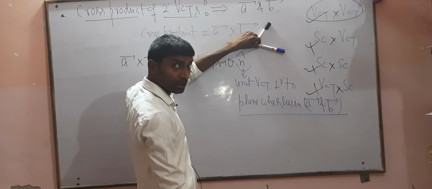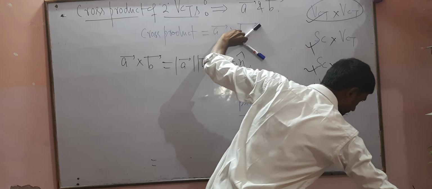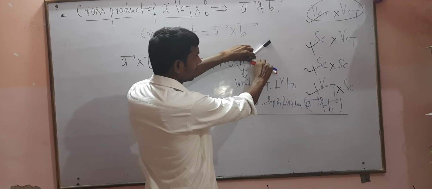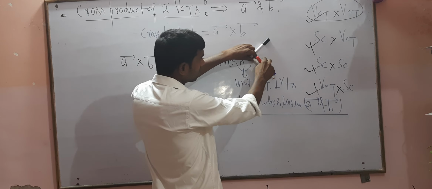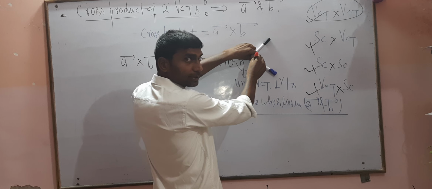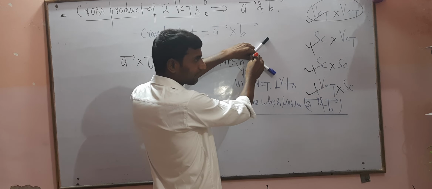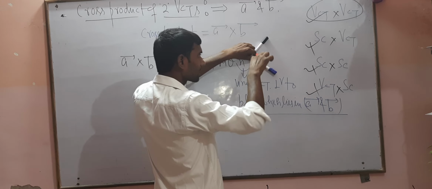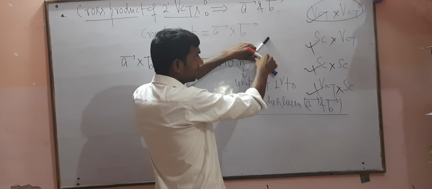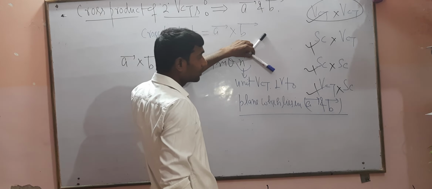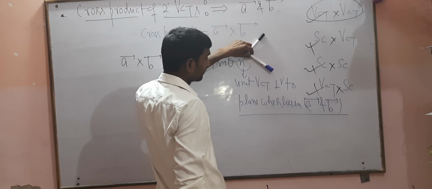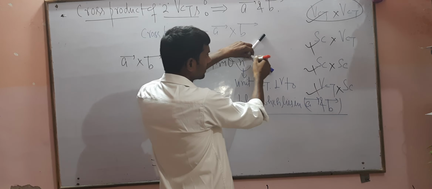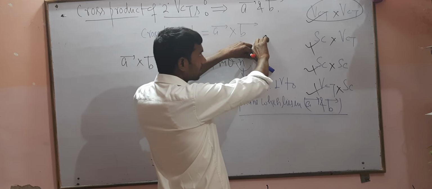So n cap is the unit vector which is perpendicular, because A vector and B vector lie on this whiteboard. So this is the n cap direction. N cap is perpendicular. Perpendicular will be outside the board or inside the board, depending on A and B orientation, A and B position. If this is the A, this is the B, so this will be the A cross B.